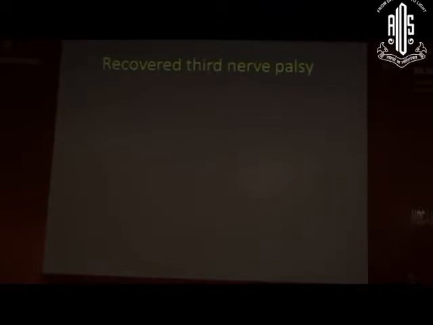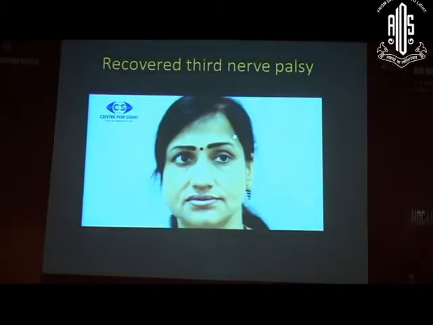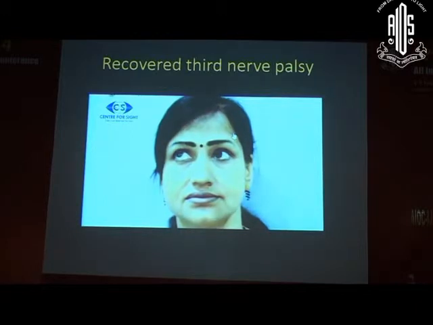Look at the fourth nerve, third and fourth nerve together, it's likely to be a midbrain lesion. And in a recovered third nerve palsy, look at the eyelid very carefully, as in this patient. The patient has a mild ptosis of the left eye because the patient had a left third nerve palsy. Now look at the left upper eyelid.